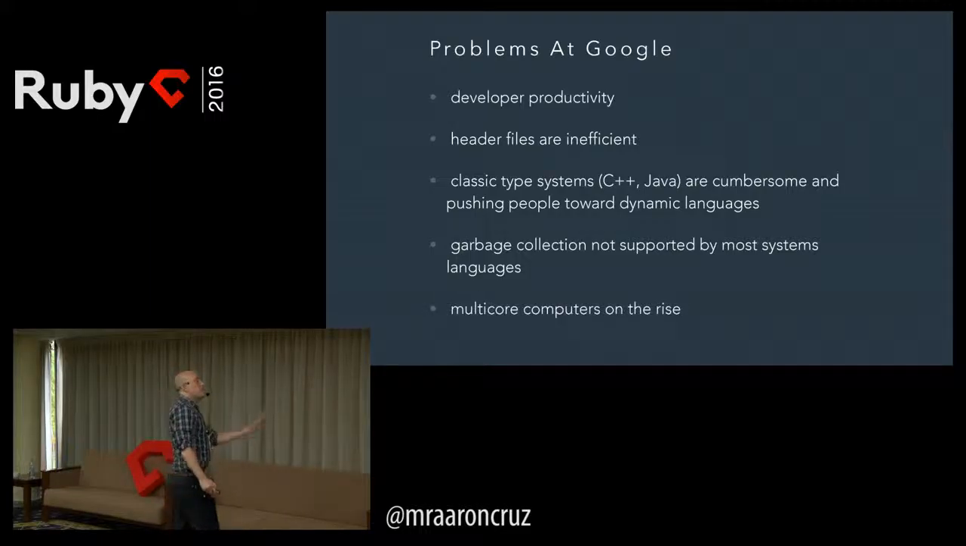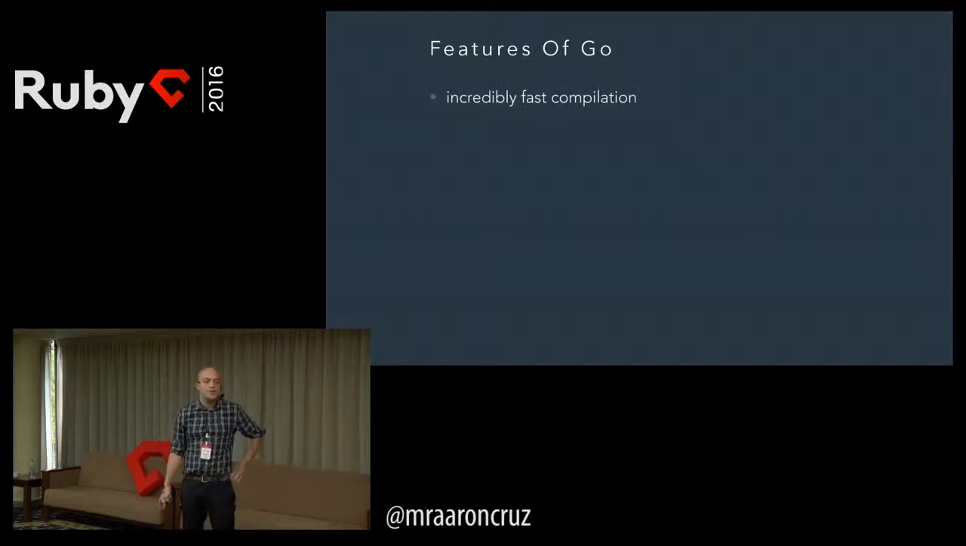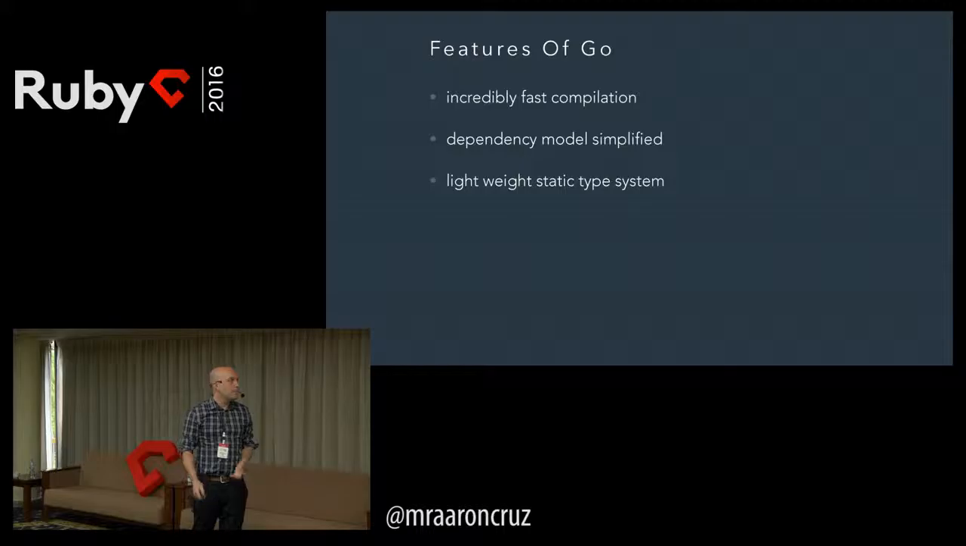So, some interesting features of Go is it compiles really, really fast. There's some smart caching that happens, but also compilation just is quick. The dependency model is much easier to deal with. You include a package, and if you don't use it, then the compiler freaks out. It's like, hey, what are you doing? You don't need that.